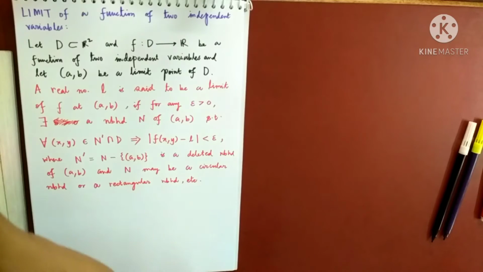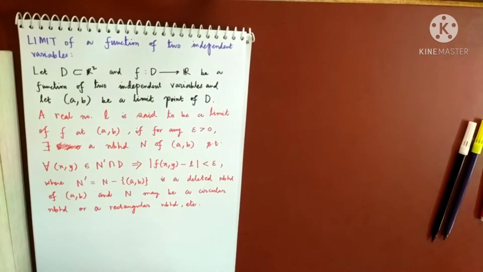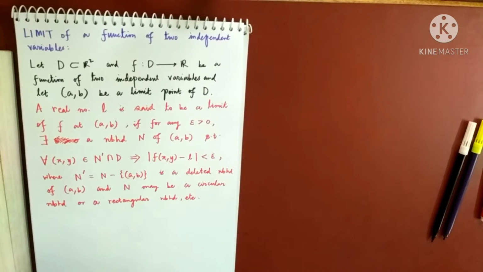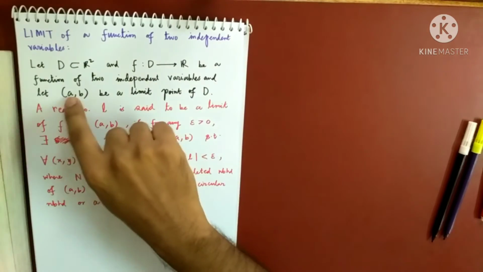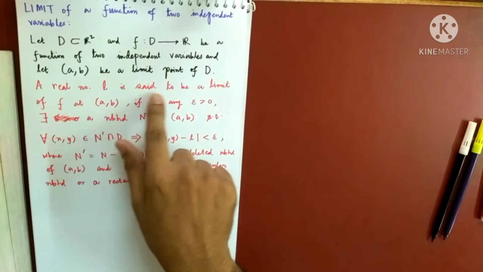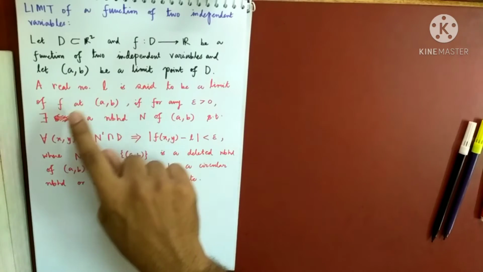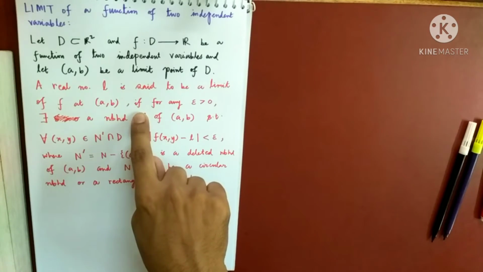You have to first understand the meaning of the limit of several independent variables, which is analogous to the limit of a function of a single independent variable. The definition that I have given, you just apply it for R, it will be more or less the same. So a comma b is a limit point of D. A real number L is said to be a limit of f at a, b. So I'll call this L a limit of the function at a, b if this is the definition.